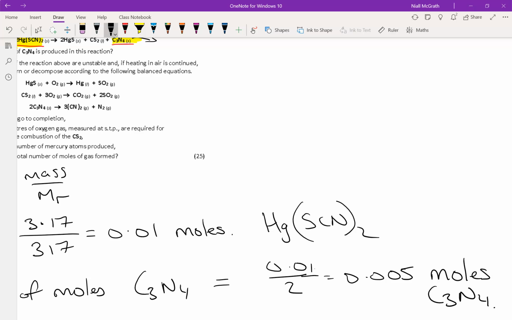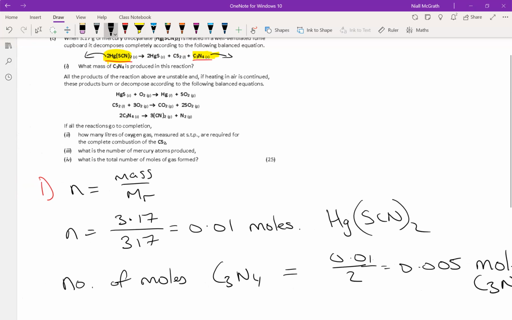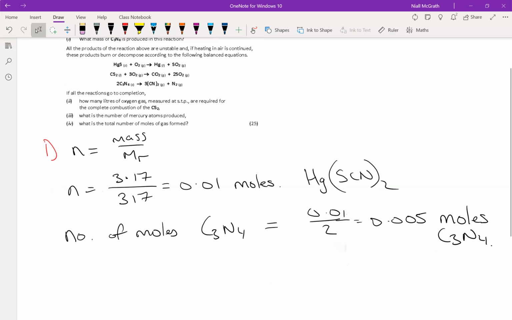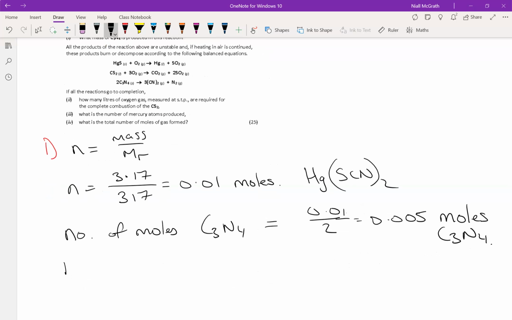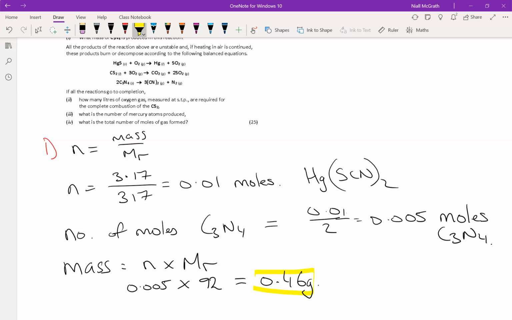C3N4. Now, you weren't asked for the moles, you were asked for the mass. So again, we're going to have mass is equal to the number of moles multiplied by your relative mass. So it's going to be 0.005 multiplied by 92, and that is going to give you 0.46 grams. And that's your answer to part 1.